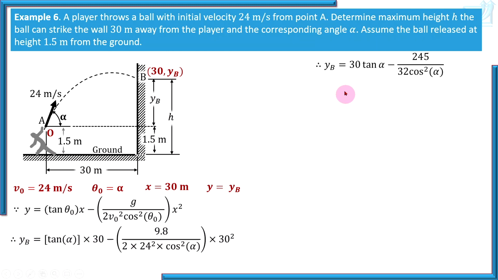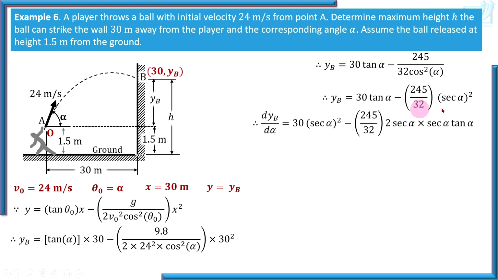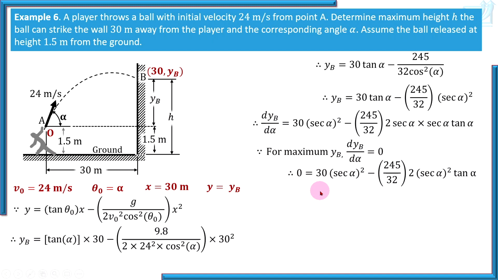Now simplify it. This is how yB is a function of alpha. Then 1 by cos squared alpha is sec squared alpha. When yB is maximum, dy by d alpha equals 0. So differentiate the equation with reference to alpha. So 30 sec squared alpha, since the differentiation of tan alpha is sec squared alpha, and here it is sec squared alpha. So 2 sec alpha, and then the differentiation of sec alpha, that is sec alpha tan alpha. This is how we use the condition of maxima minima. Now for yB maximum, dyB by d alpha equals 0. So put dyB by d alpha equal to 0.